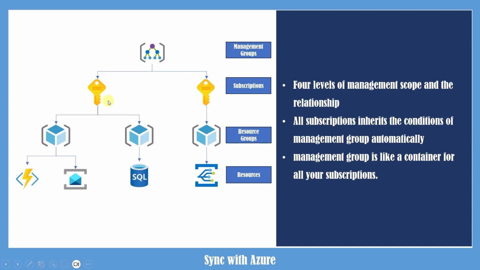This image shows the four levels of management scopes and their relationships. Management group is at the top level of the hierarchy. All the subscriptions in a management group inherit the conditions or settings specified at the management group level. So a management group is a container for all of your subscriptions. There can also be multiple management groups in an organization.